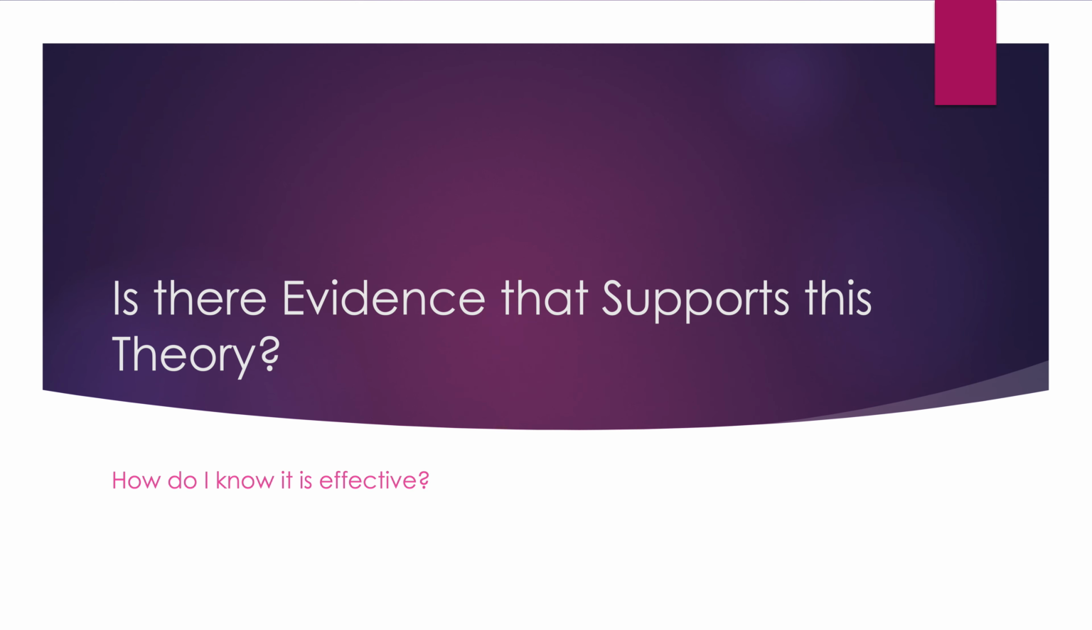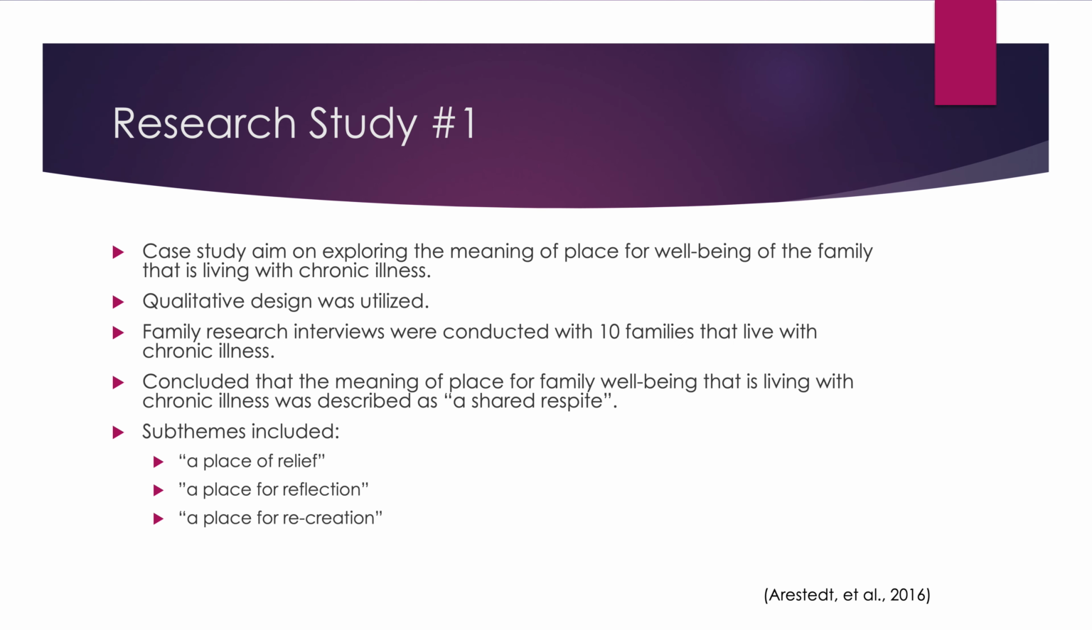Is there evidence that supports this theory? How do I know that it's effective? The first research project that I'll discuss was guided by the family health model. It was a case study aimed at exploring the meaning of place for the well-being of the family that is living with chronic illness. The reason this was chosen is that living with chronic illness is a family affair, and the meaning of place and its relation to the well-being of families that live with chronic illness are rarely described.